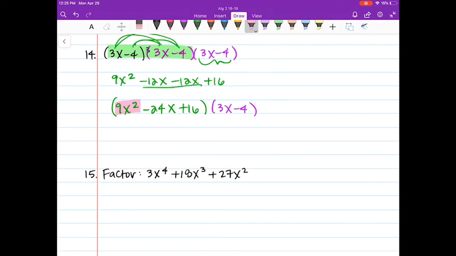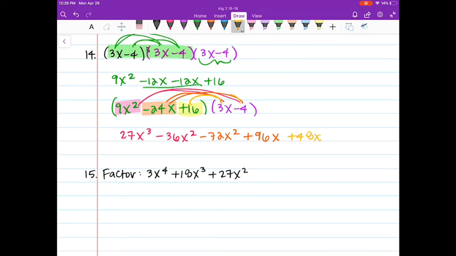So we take our 9x squared times everything in our second term, 9x squared times 3x, 27x to the third, and 9x squared times negative 4 minus 36x squared, and then we move on. So our negative 24x times 3x, we have negative 72x squared, negative 24x times negative 4 plus 96x. And lastly, we're taking 16 times 3x, that is 48x, 16 times negative 4 minus 64.